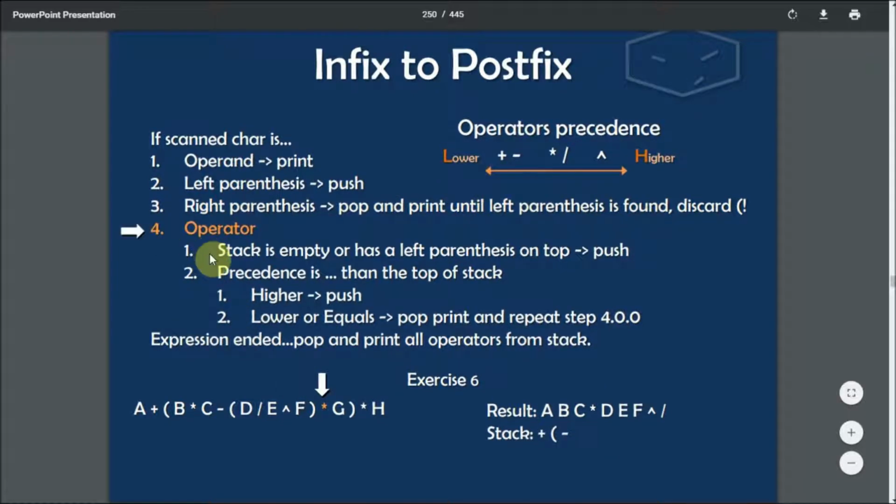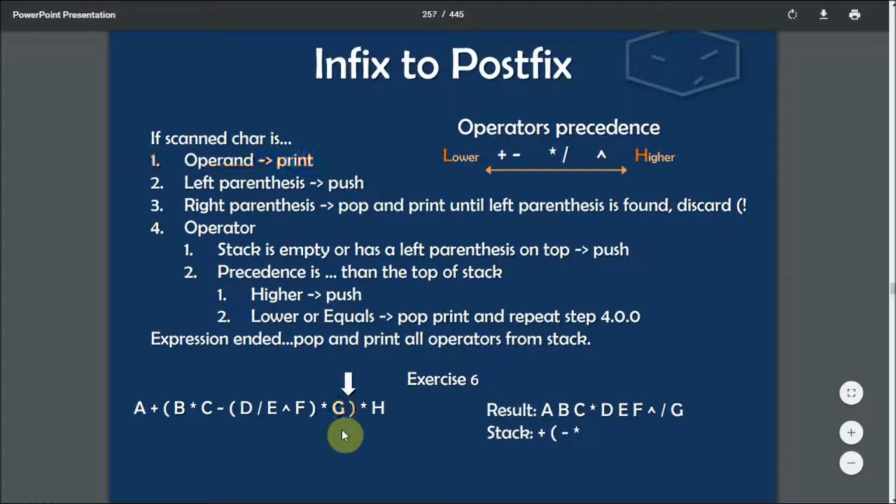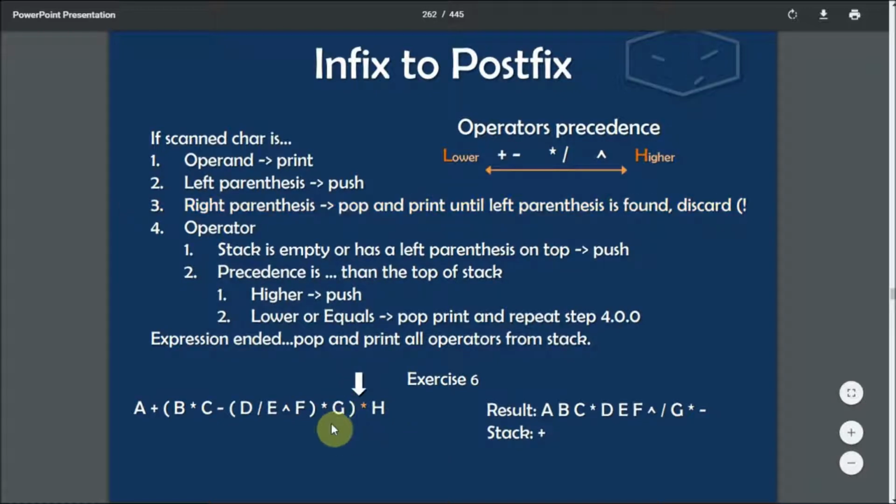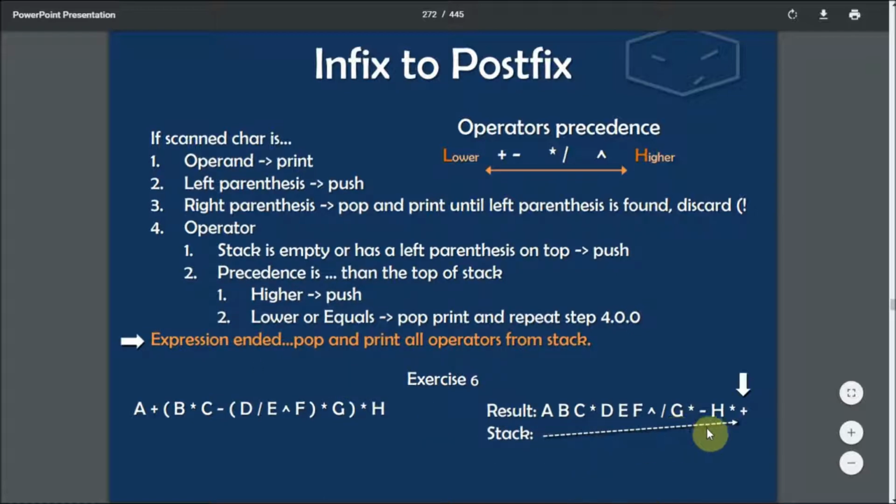Times is operator and the precedence is higher, so we push, and G is operand, print. Right parenthesis, pop and print, pop, print, pop, print, discard. Times is operator and is higher, so we push here. H is operand, we print, and we reach the end of the expression, so we pop and print, pop and print, pop and print. Okay.